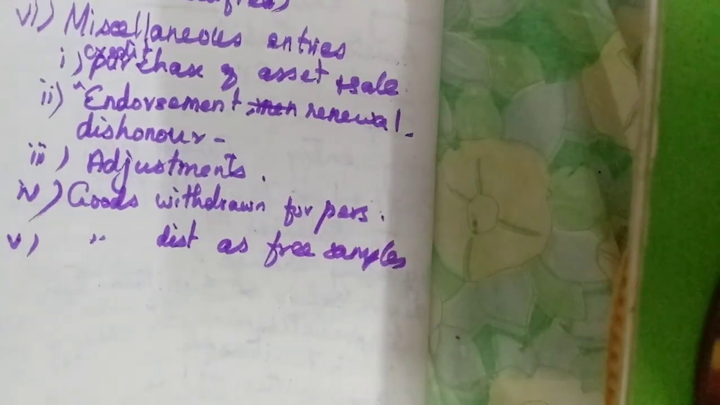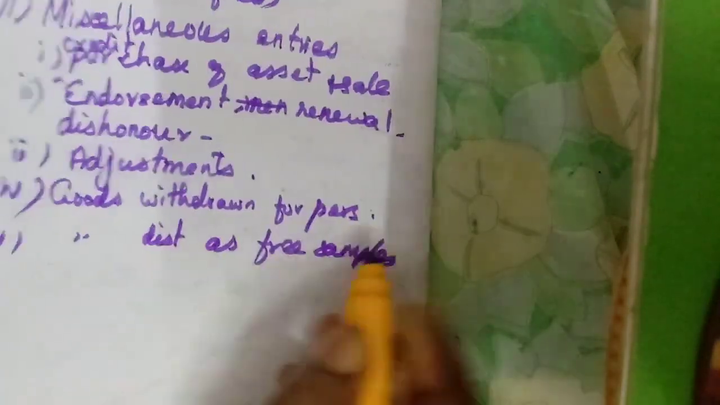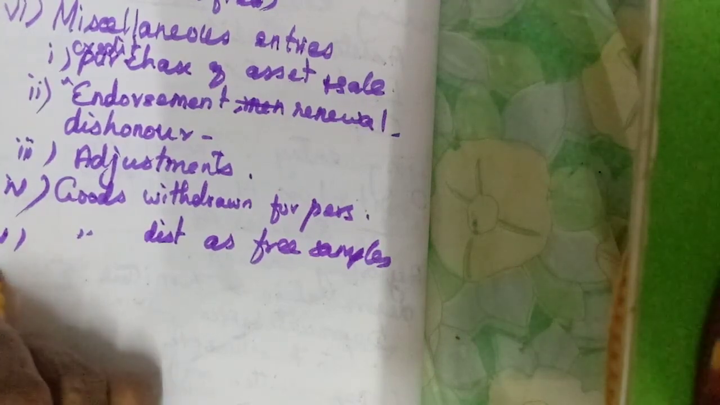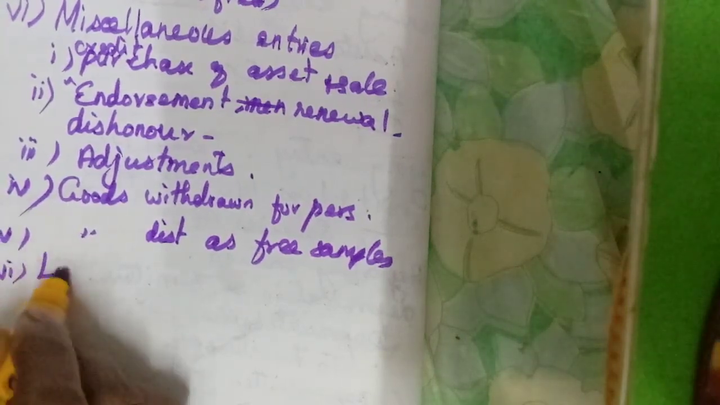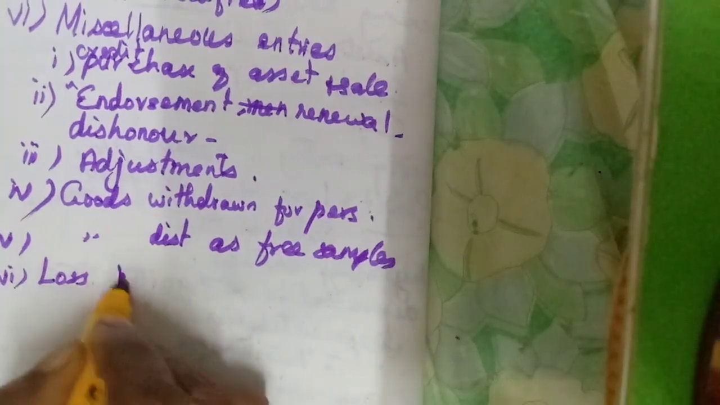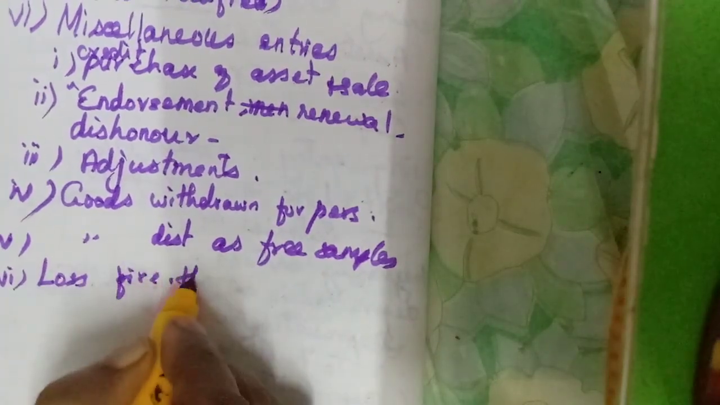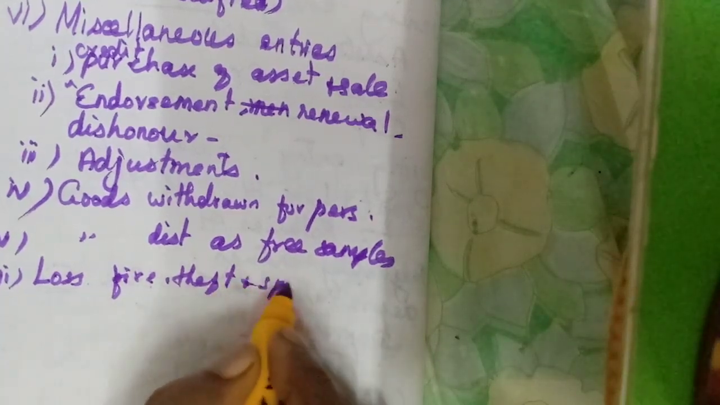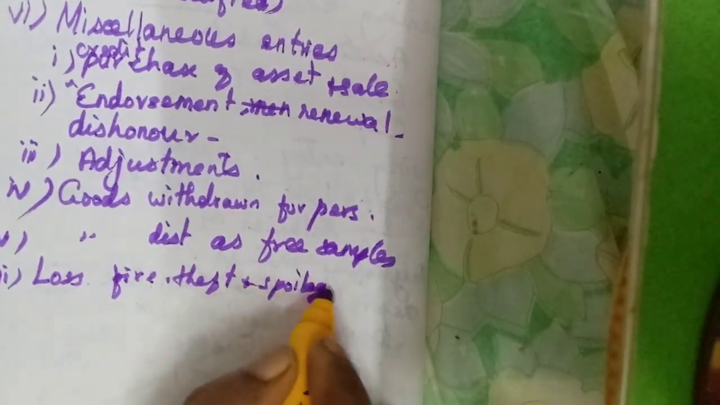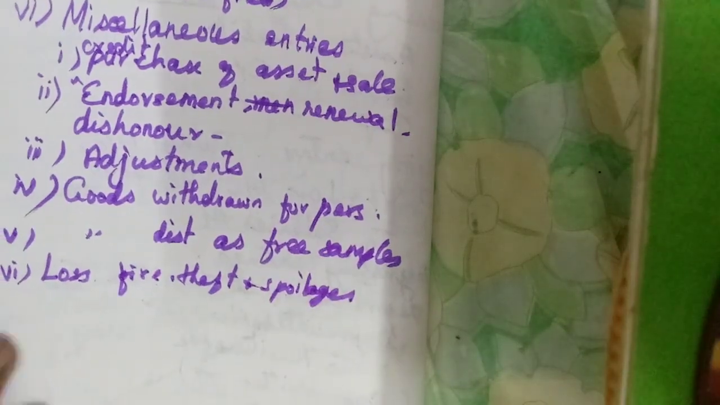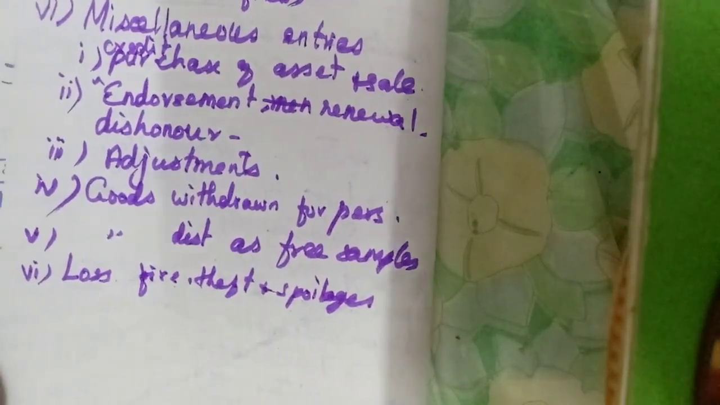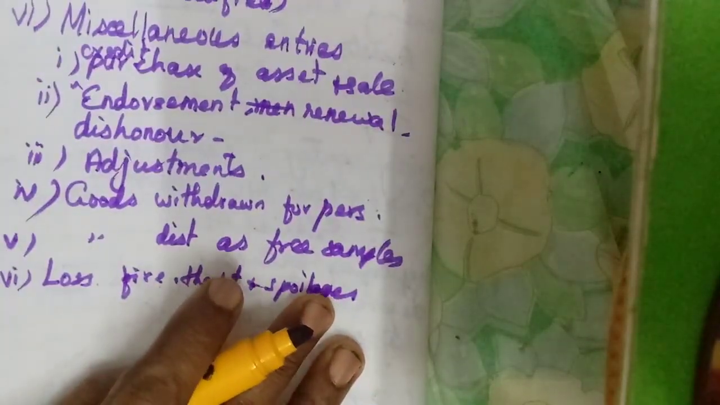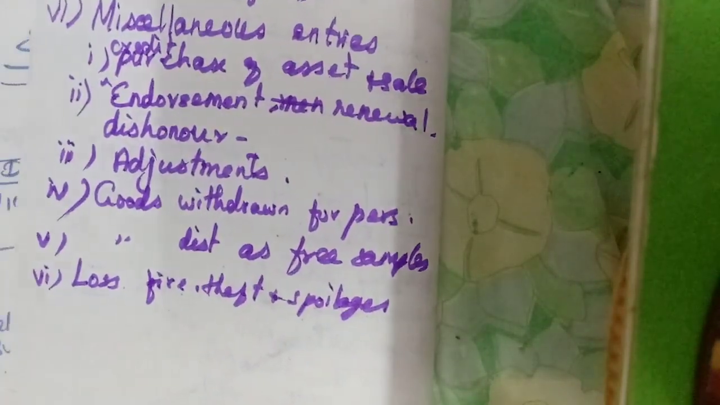there also we need to prepare journal proper, or any loss occurs due to fire or theft or any other spoilages. If anything occurs, this also will be entered in a journal entry only, but not in the subsidiary books. You have understood this one, isn't it, students?